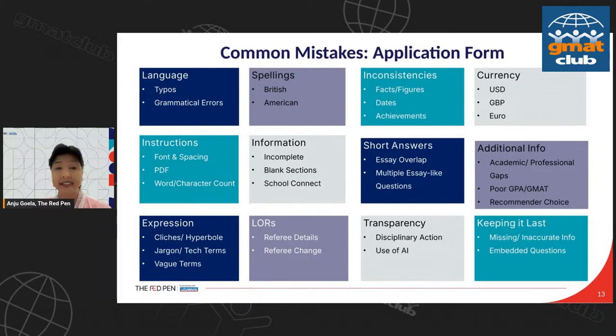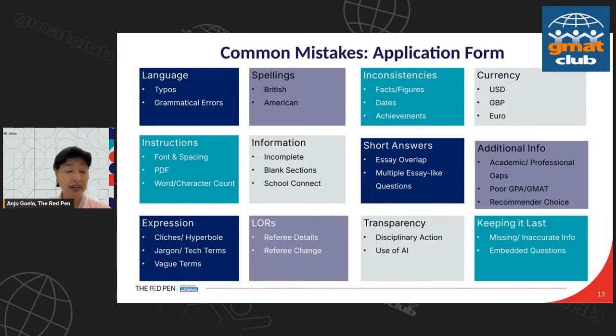Avoid an overlap with the essays. There may be multiple essay-like short answer questions. Make sure that you look at them in conjunction with the essays and do not plug in the same information. You know, every part of the application speaks to the other parts, right? And it should tell the adcom something new or something different about you. So be mindful when you're answering short answers and you're framing your essays. I've already discussed the additional information section, so I don't need to go over that again.